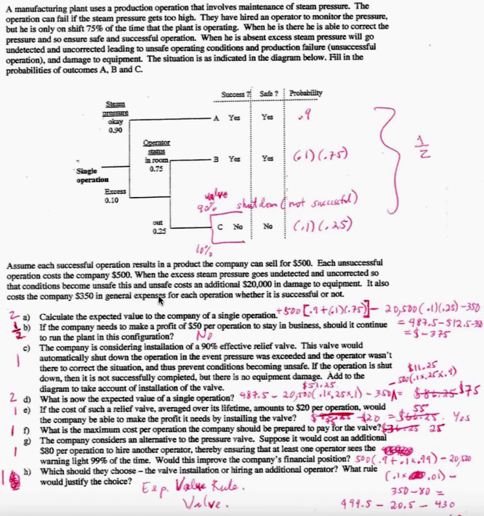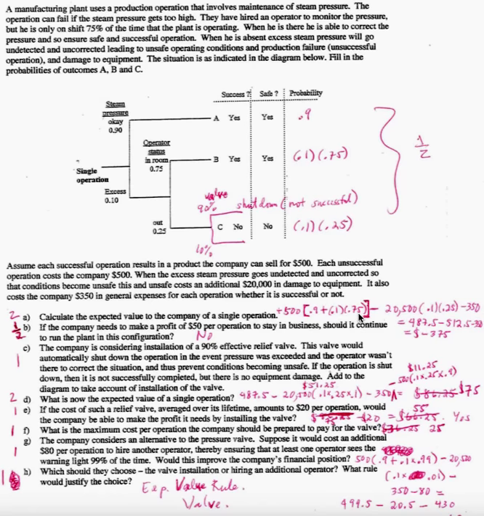So in a single operation, each unsuccessful operation costs the company $500, right? Each successful operation gives them a profit of $500. So when does that occur? When do they have a successful operation? In this first branch, and then when they go here and there, right? So it'll be $500 times 0.9, plus the other option is 0.1 times 0.75 times 500. So that's all I did here. I took the 500 out and I put them together. 0.9 is one branch, or the other branch is 0.1 times 0.75.